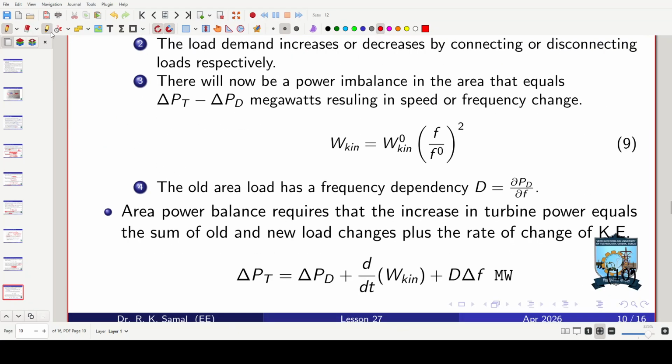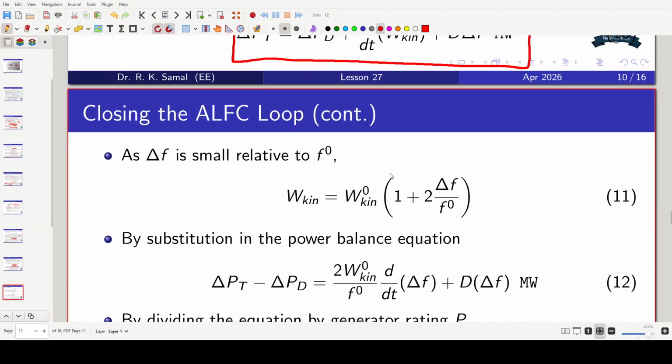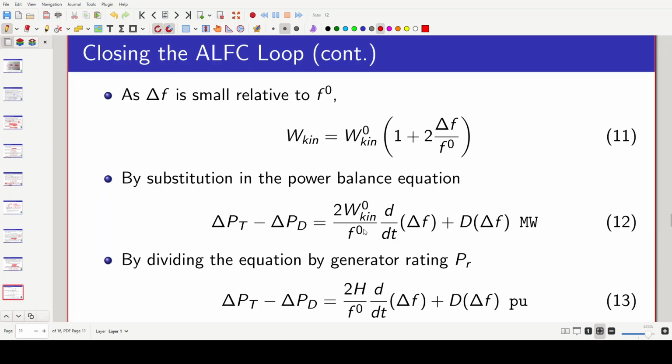So how is that being made? We solved one problem on this also. The kinetic energy is a function of the frequency. Therefore we define a new term along with R known as the load frequency dependency, dou PD by dou F, and hence the turbine power change will be given by this equation, where the change in the turbine power will be dictated by the change in the load power based on the kinetic energy availability and this frequency dependency function. Further derivation, which I am not going into in detail, you can go through.